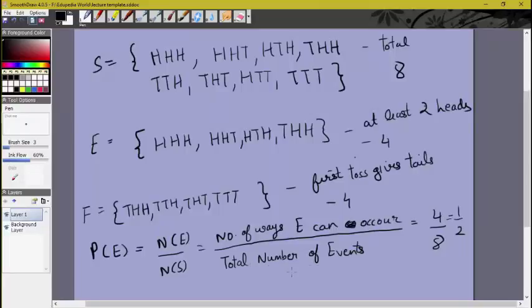Also, similarly, we could look at the probability that event F occurs, which means the probability that the first toss gives me tails. Now, there are actually 2 ways to look at it. One is you just look at the number of ways F can occur, 4 divided by total number 8, which gives me half. But if you think about it a little bit, F is a set of events where the first toss gives me a tails. No matter what happens in the second and third toss, the first toss has a 1 by 2 probability of giving you heads and 1 by 2 probability of giving you tails. For F, you can directly see that the probability should be 1 by 2.